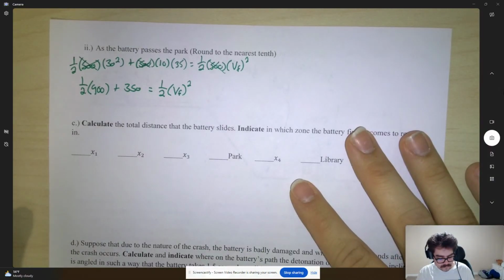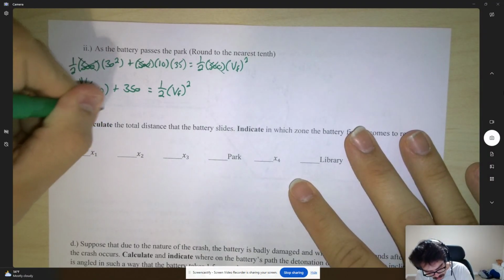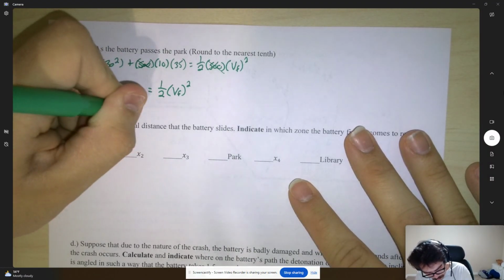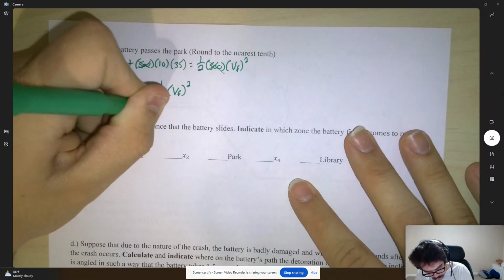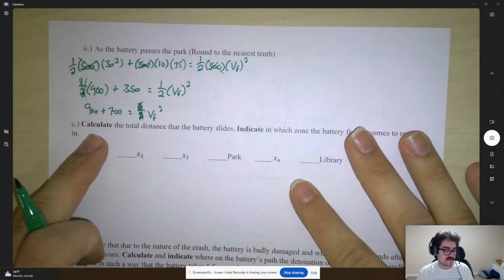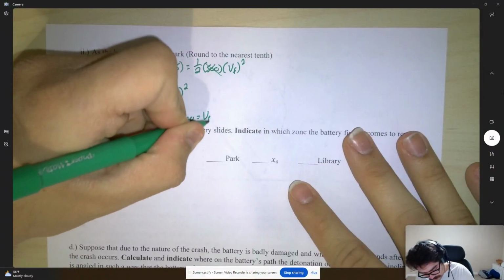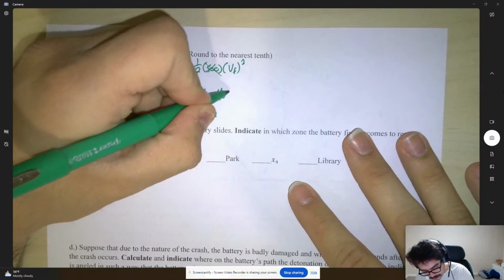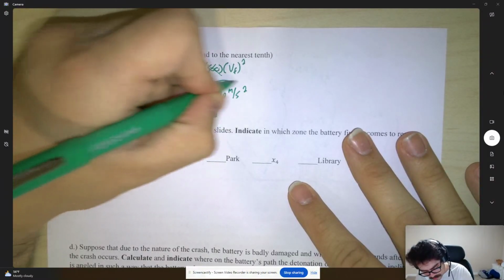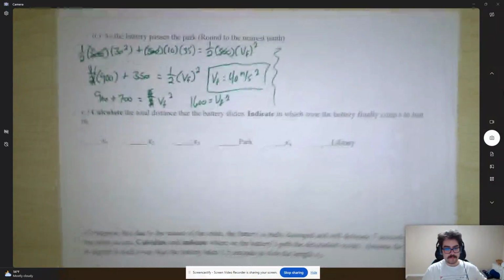If I multiply by 2 on both sides, this is going to cancel out right here, and then this will become 700. So it's 900 plus 700 equals, sorry, there's no 1/2 anymore because I got rid of it, v final squared, and then you can square root this, right? If I add this together, it gives me 1600. So then it becomes 1600 equals v final squared. And oh my gosh, the genius is back at it again. v final is equal to 40 meters per second. Wait, so I just gained back all the speed that I lost in the initial part, right? Now that's not the speed as it passes the park, so you're not done with the problem yet. You have a little bit more to go.